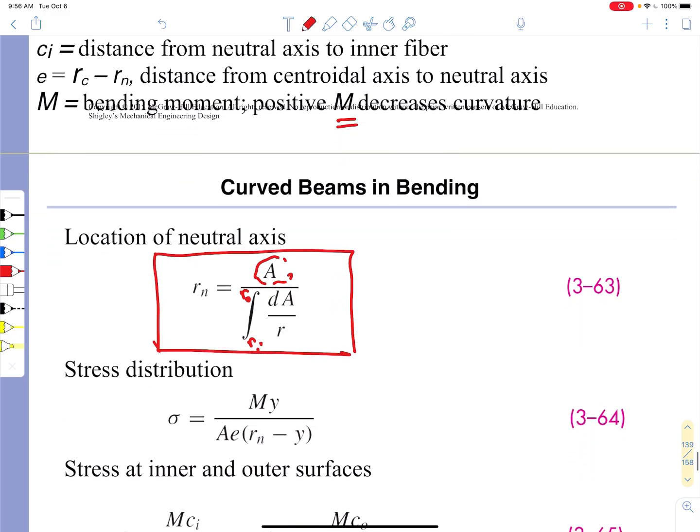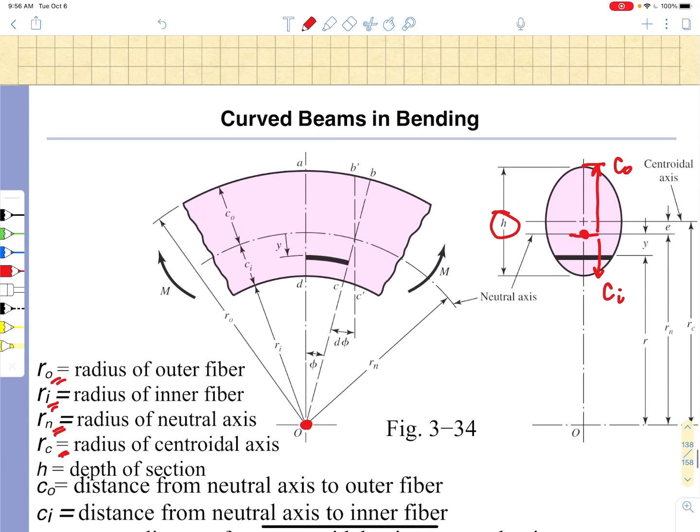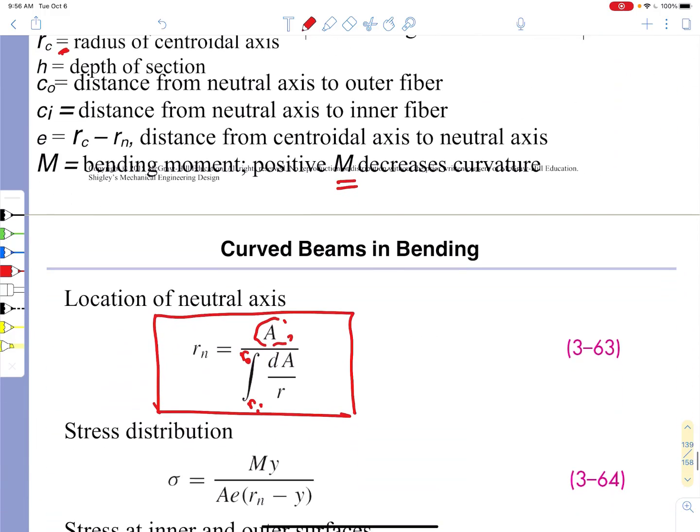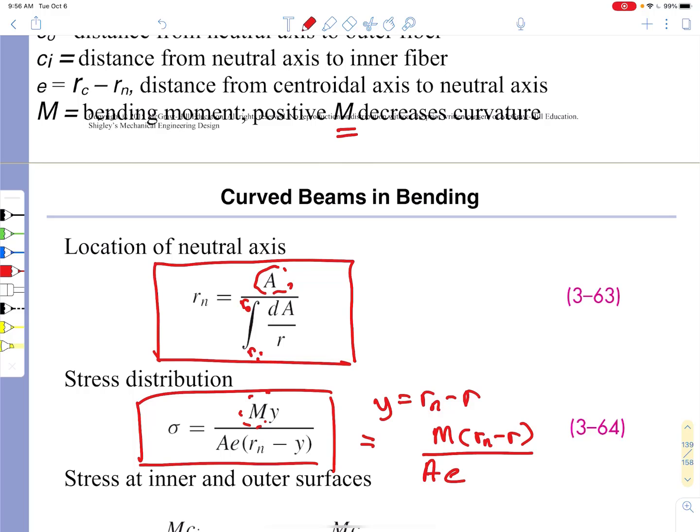The stress distribution, if you measure y from the neutral axis to any location inside the cross-section, so let's go back and look at what y is. You'll notice that y is right here. It's the distance between r and the neutral axis radius from the center of curvature. So y is rn minus r. So we could rewrite this equation right here, which gives us the stress distribution in terms of M as M (rn minus r) over A e r.